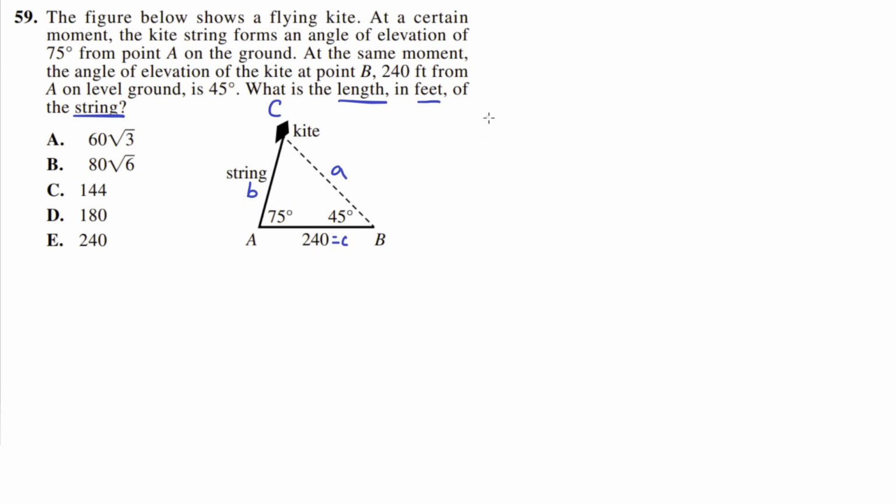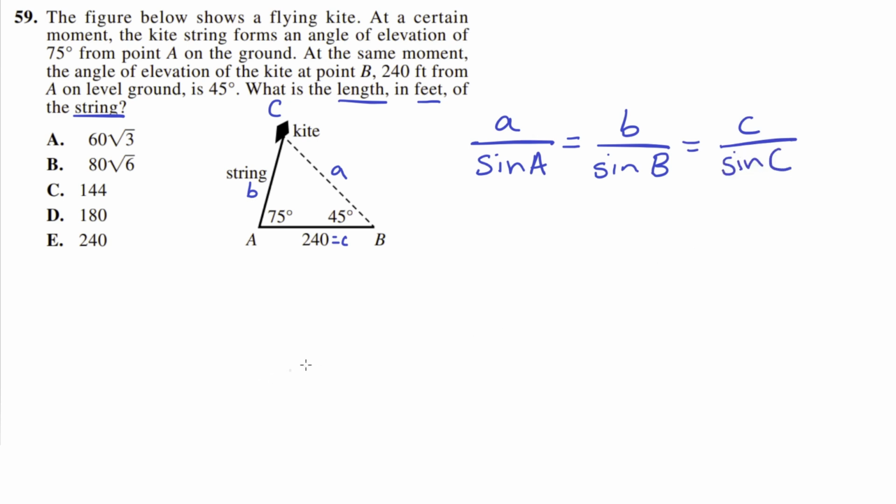So we can use the law of sines here, which states that side A in lowercase divided by sine of angle A, the angle opposite from this side, is equal to the length of side B divided by the sine of angle B. So B here is this angle, and opposite to it is side B, is equal to C over sine of angle C. So we can use this to find the length of the string here.